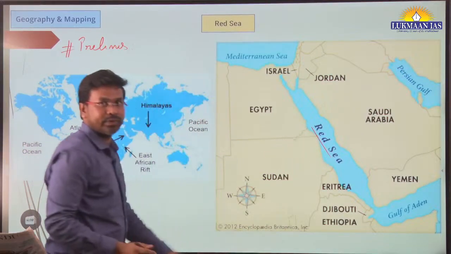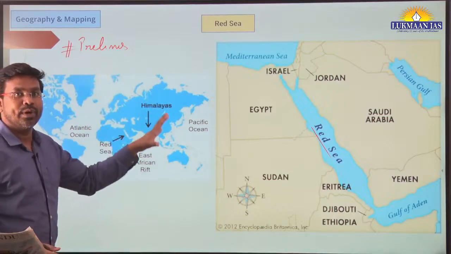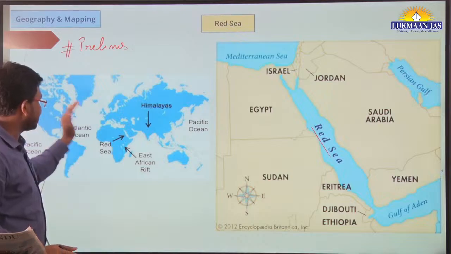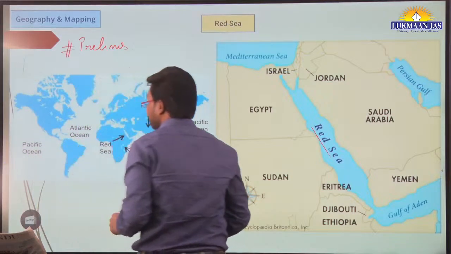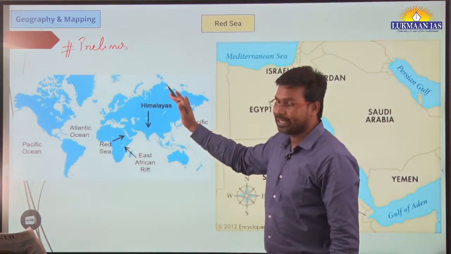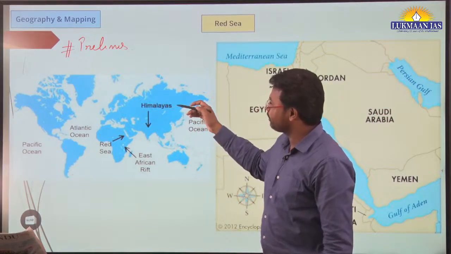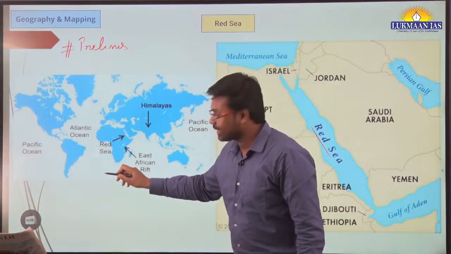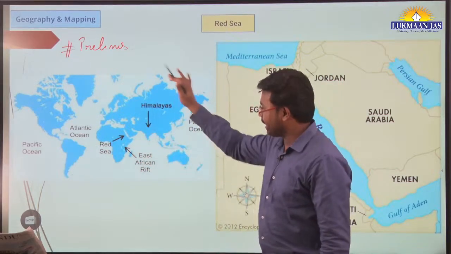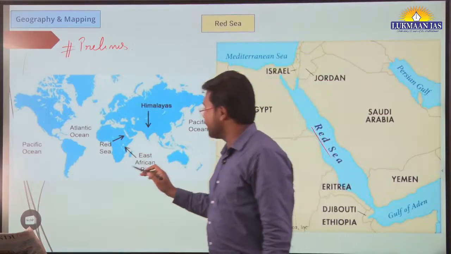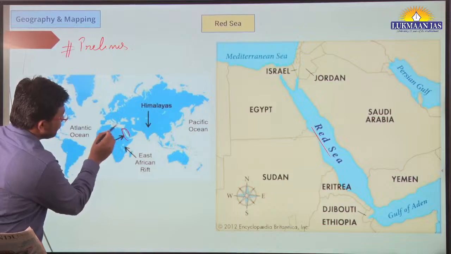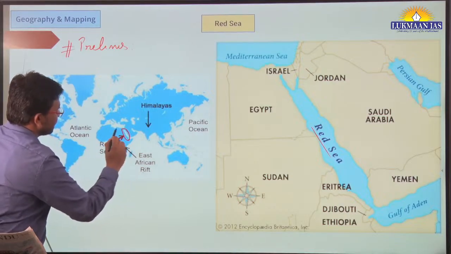First of all, to understand where the Red Sea is located, we need to see this world map. In this map, we have located the oceans and seas. Wherever we see white color, that is ocean, and the blue color is continent, according to this map. Here we see that the Red Sea is located here.